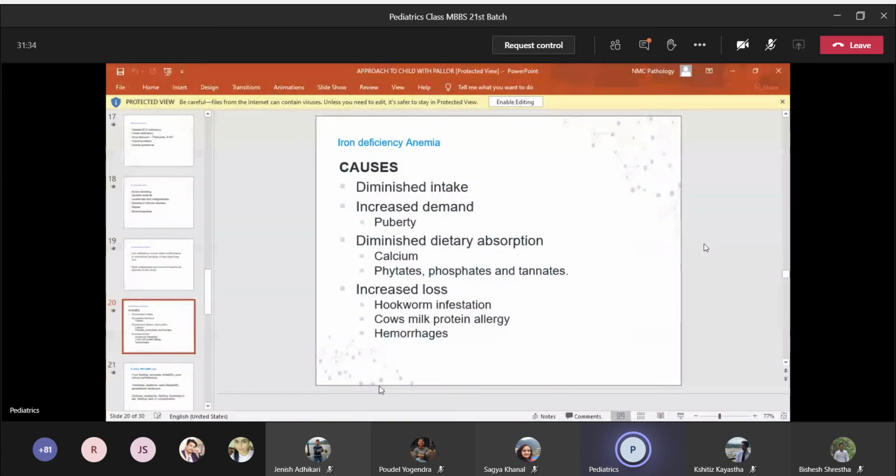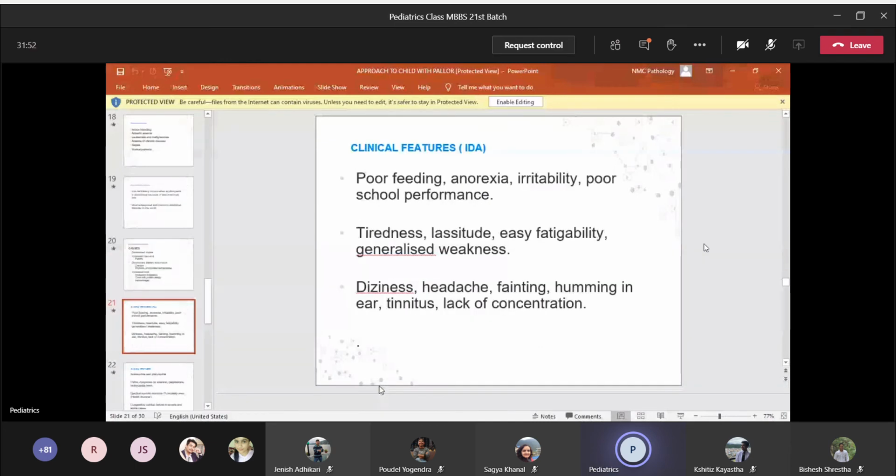Or if there is increased loss of iron, maybe in the form of active bleeding or other GI causes such as cow milk protein allergy, peptic ulcer, hookworm infestation, these also can increase the loss of iron. So due to this, erythropoiesis will decrease. As a result, anemia will occur.